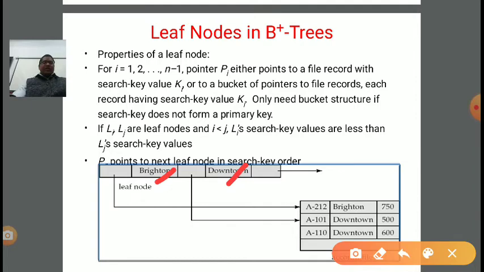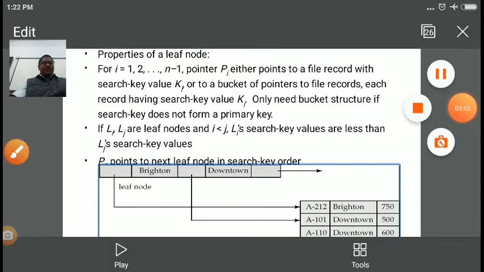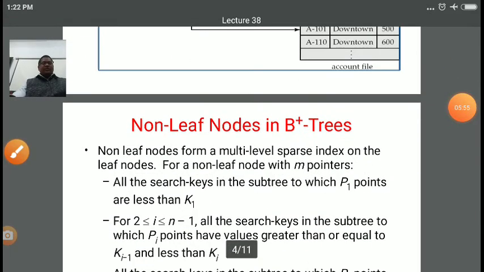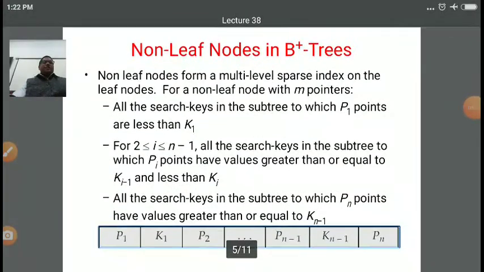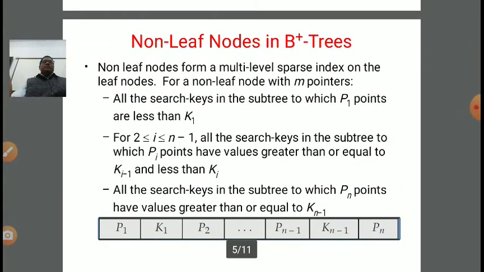So in this manner, we can sort the search key values in a leaf node, right? Next, the non-leaf node in B plus tree. There are slight variations in the case of a non-leaf node in B plus tree.